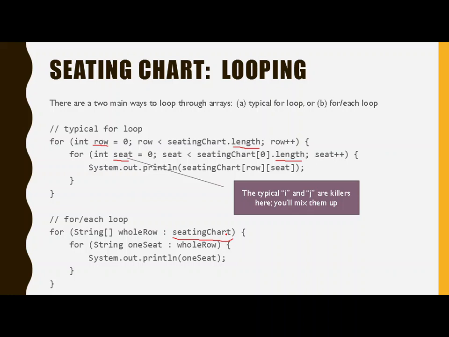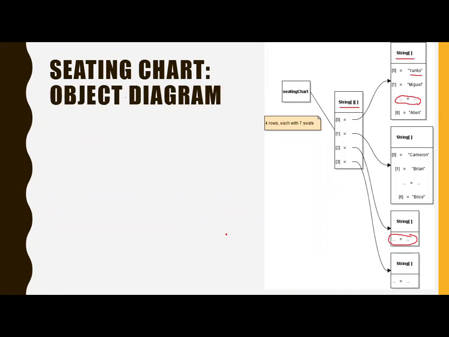And then, let's go back a couple slides. Conceptually, what is each element in the seating chart? What is the data type of each element in the seating chart? And this object diagram makes it really clear. If seating chart is referring to this, each element in this is actually a string array. Does that make sense? Seating chart is a string array of arrays. Each element in it is a string array.